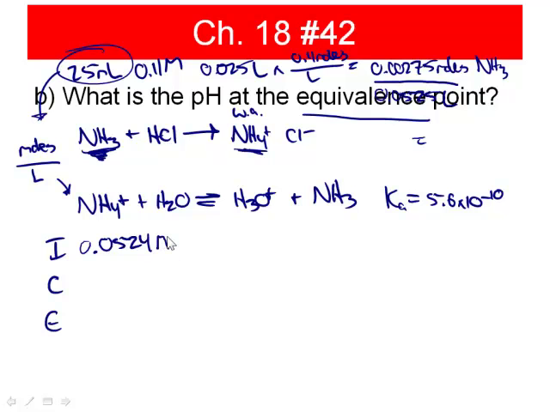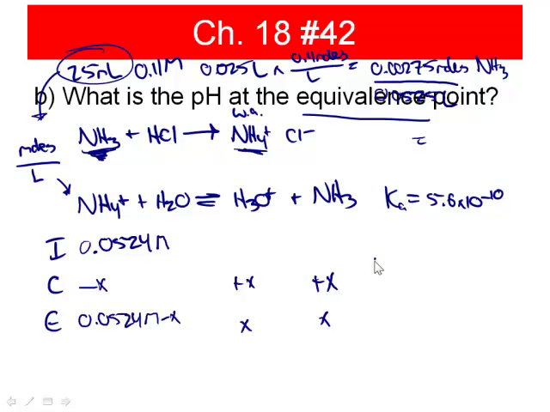Okay, now from here, because at the equivalence point we just have the ammonium ion in solution, that reacts with water and makes hydronium. Now it's just an ice table problem. The change in the concentration of ammonium is minus X, so at equilibrium we have 0.0524 molar minus X. Here we're going to have plus X, and here we're going to have a plus X, so at the end we have X and X.